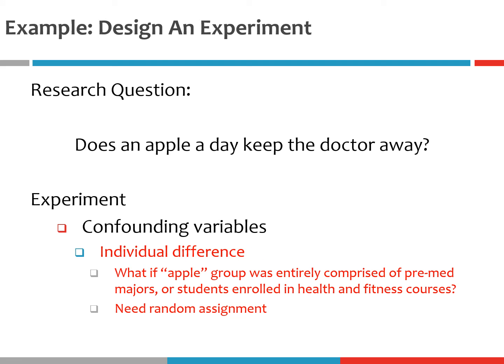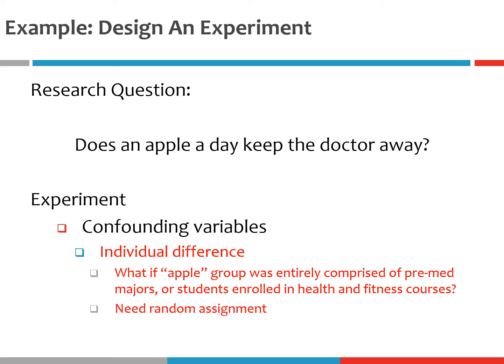But we also have confounding variables, right? So a confounding variable is also something in addition to the variable that we're manipulating that's going to exert some kind of influence on our outcome variable or the dependent variable. But in this case, it affects each group differently. Right? So we talked about 2 different types of confounding variables.